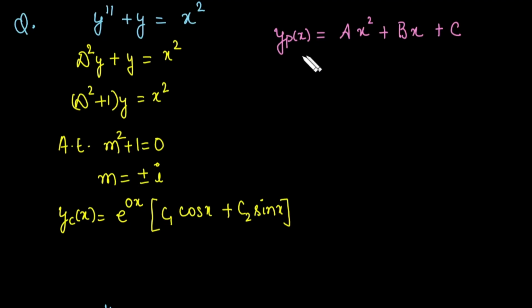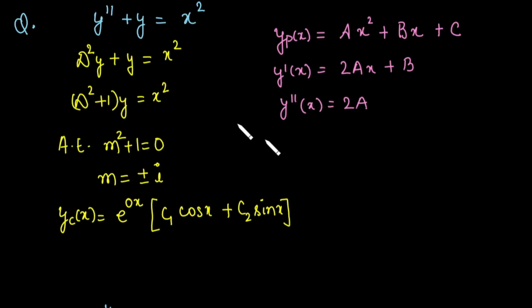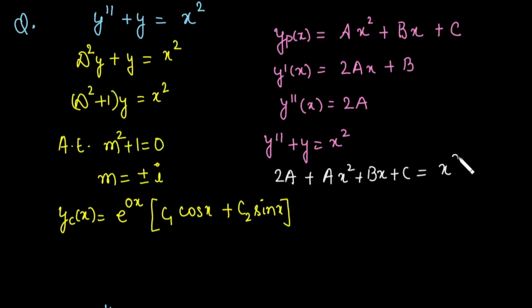Now we need to substitute this solution over here, so we need its second order derivative. The first order derivative is equal to 2 of a into x plus b. Its second order derivative is simply 2 into a. Substitute these values over here. So we have the second order derivative plus y is equal to x square. The second order derivative is 2a plus y, which is ax square plus bx plus c. This must be equal to x square.